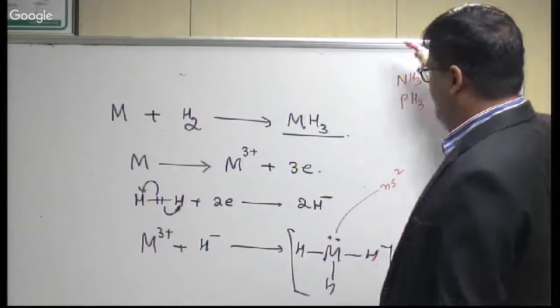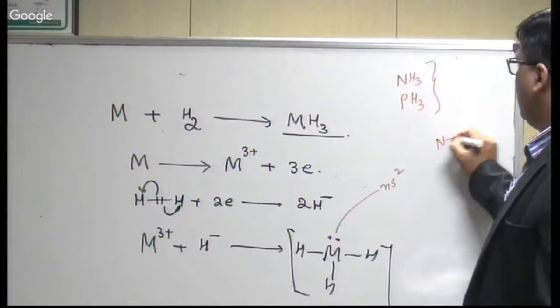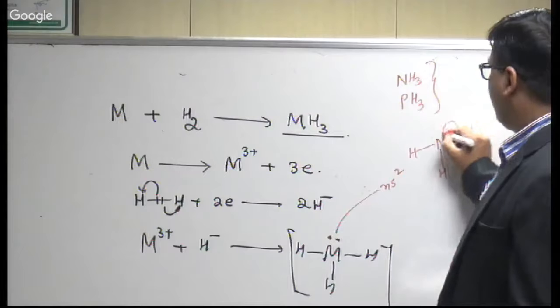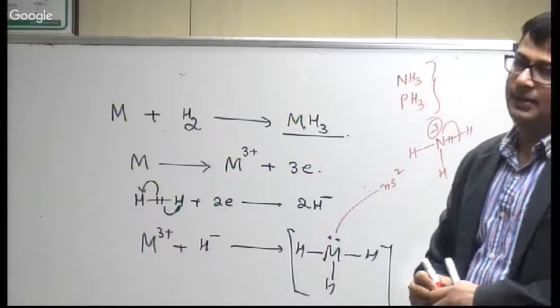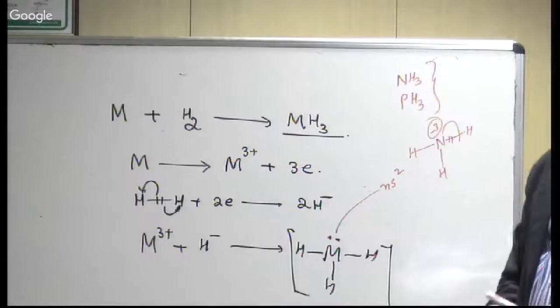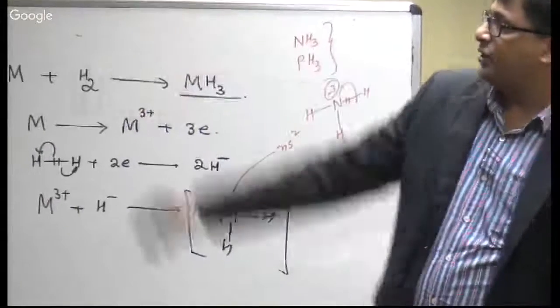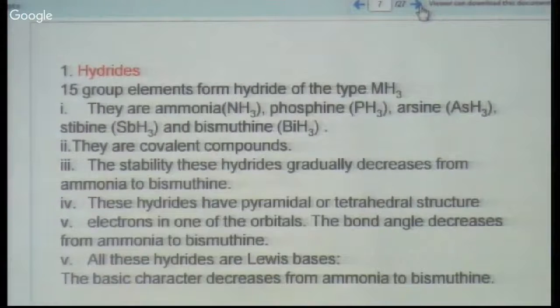Now it depends upon the electronegativity. In the case of nitrogen and hydrogen, nitrogen is more electronegative. Therefore, the oxidation state of nitrogen is -3. Nitrogen and hydrogen, which is more electronegative? Nitrogen. So all elements form hydrides of type MH3. These hydrides are ammonia, phosphine, arsine, stibine, and bismuthine. Clear?